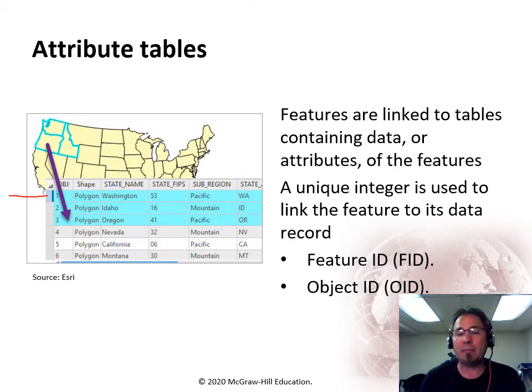You cannot mix and match geometries. If you have polygons, everything in there will be polygons. If you have lines, everything will be lines, and if points, you'll have all points. So that's the shape field. It tells you the geometry.